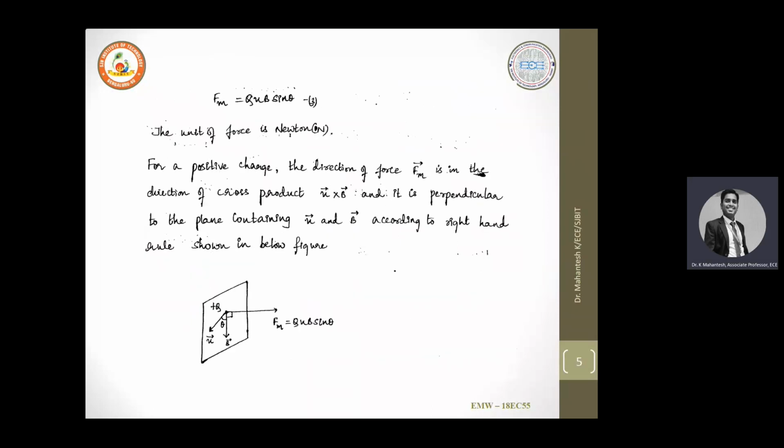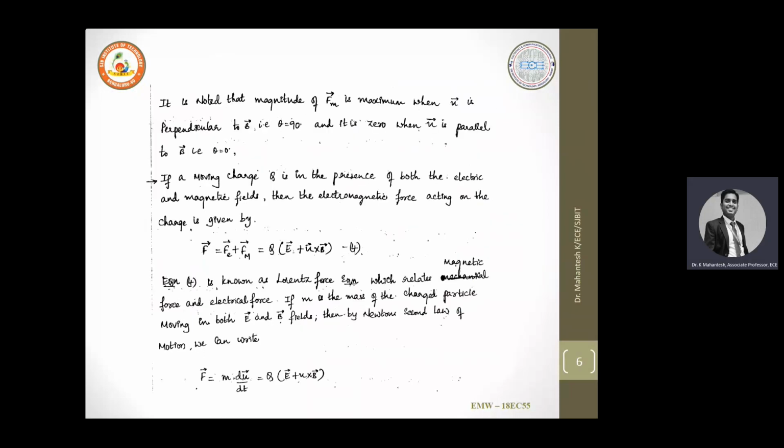For a positive charge, the direction of Fm is in the direction of the cross product v cross B, and it happens to be perpendicular to the plane containing v and B, according to the right hand rule as shown in the figure below. Here you can see v and B make an angle theta, whereas Fm is perpendicular to the plane of v and B. It is also noted from the figure that the magnitude of Fm is maximum when v and B are perpendicular to each other, that is theta equals 90 degrees, and it is 0 when v is parallel to B, that is theta equals 0.